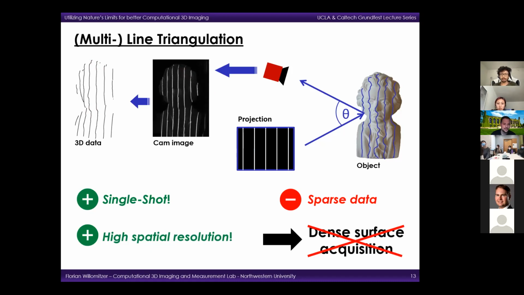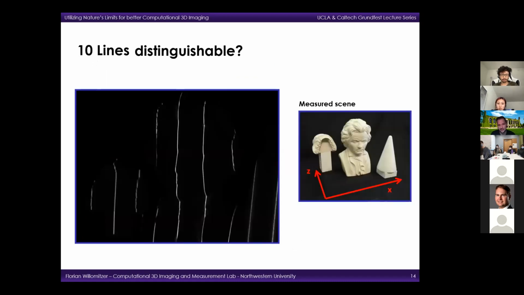So obviously there's no free lunch here, right? But this problem seems quite easy to overcome, right? I mean, just project more lines. But if we look more closely at existing multi-line triangulation approaches, we see that these approaches are not able to project 10 or maybe in the best case 20 lines if no codification is applied. And it turns out that this problem is not just a technical problem. This problem has a fundamental character.